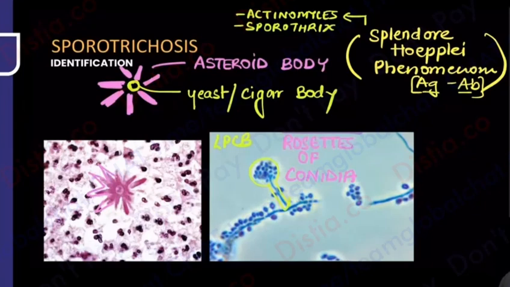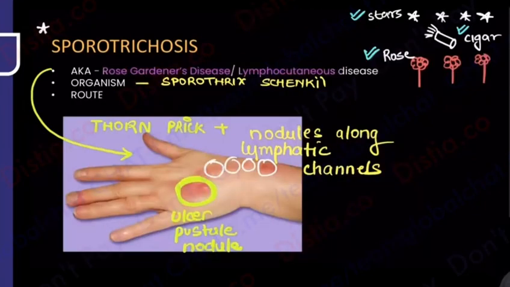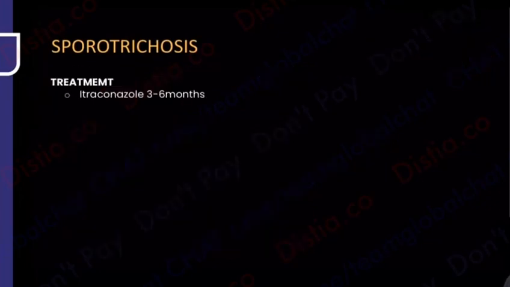So let's do a recap. Why did I call it the good life? Because firstly, you see the presence of rose. So it's a rose gardener's disease, lymphocutaneous disease. You see rosettes of conidia, cigar in the hand, so a cigar-shaped body, stars in the sky, so an asteroid body. That is what you need to know about sporotrichosis. And yes, having said that, please remember the treatment is again going to be the azoles like you studied throughout the dimorphic fungus, that is itraconazole.